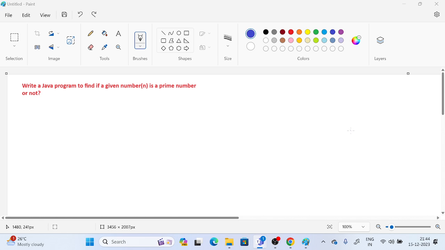So let us understand what a prime number is. What the theory says: any whole number that has only two factors, which is divisible by 1 and by itself, is called a prime number, right? So let us assume that I have a set of numbers: 1, 2, 3, 4, 5, 6, 7, 8, 9, 10, right?